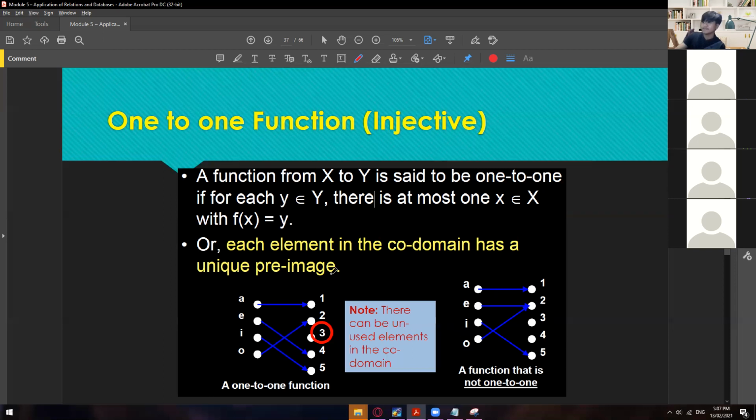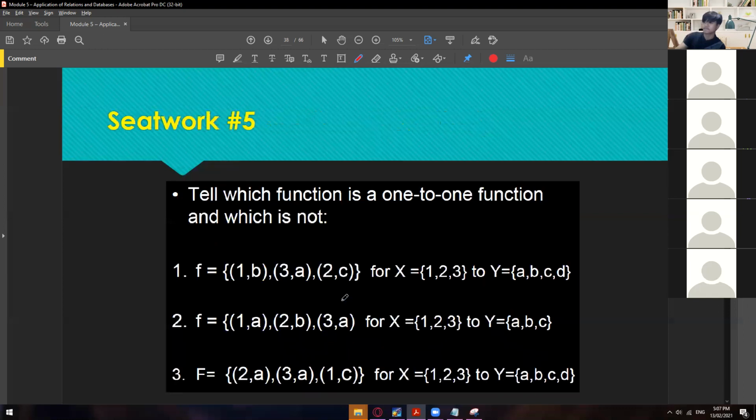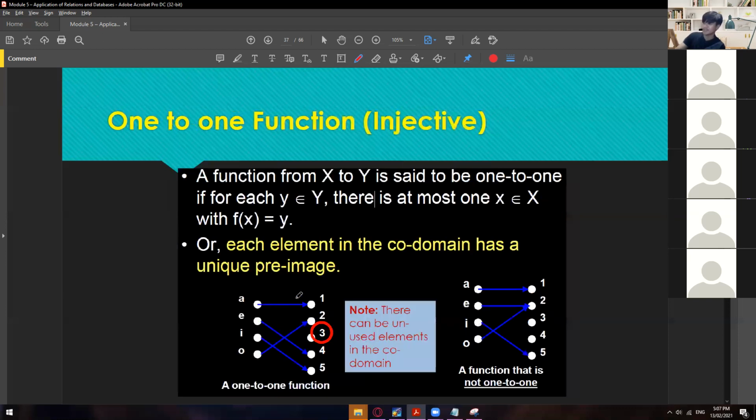All right, so did you guys understand the one-to-one function? Yes, sir. All right, so we have another secret. This one is super simple. Just plot this one, just like this one, and then just check whether all of your x has only one partner, and then all of your y's has only one partner. But then again, some of them can be unused, so it's okay. That one is still a one-to-one function.